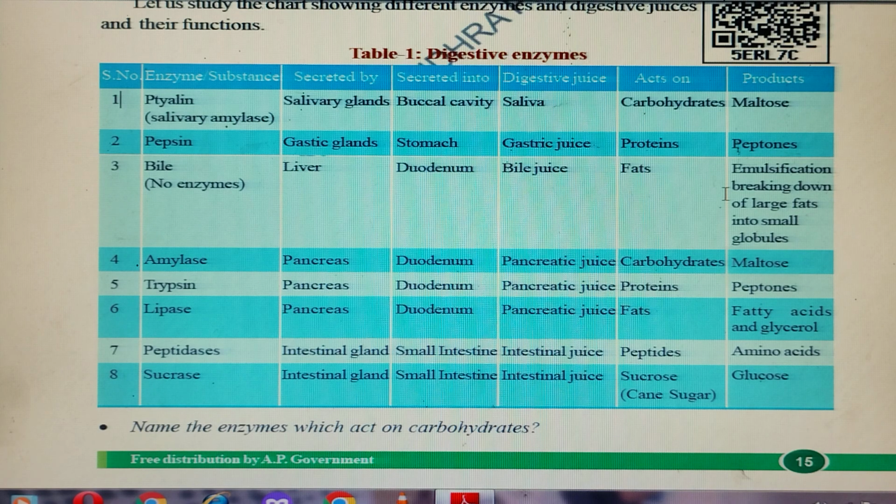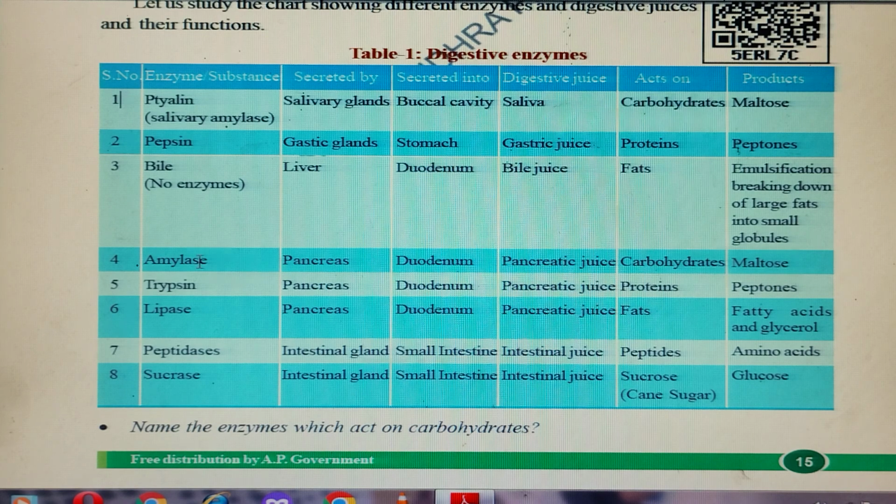And the next one is the fourth one, amylase. Here amylase, trypsin, lipase, these are the three enzymes. These three are released by the pancreas only. The pancreas gland releases the 3 enzymes amylase, trypsin, lipase into the duodenum. So the juices here are pancreatic juices. Amylase, trypsin, lipase is called pancreatic juice.